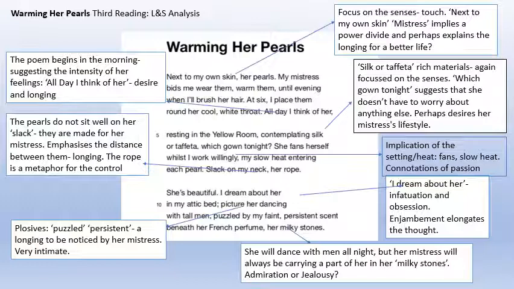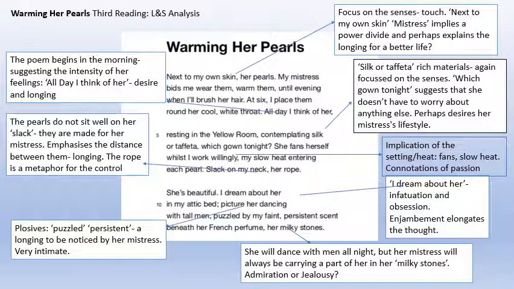Slack on my neck. The pearls do not sit well on her. She's wearing her boss, if you like, pearls, but they are made for her mistress. Emphasises the distance between them. And importantly here, her rope is a metaphor for the control that the mistress has over the person who's wearing them, the maid. I dream about her.